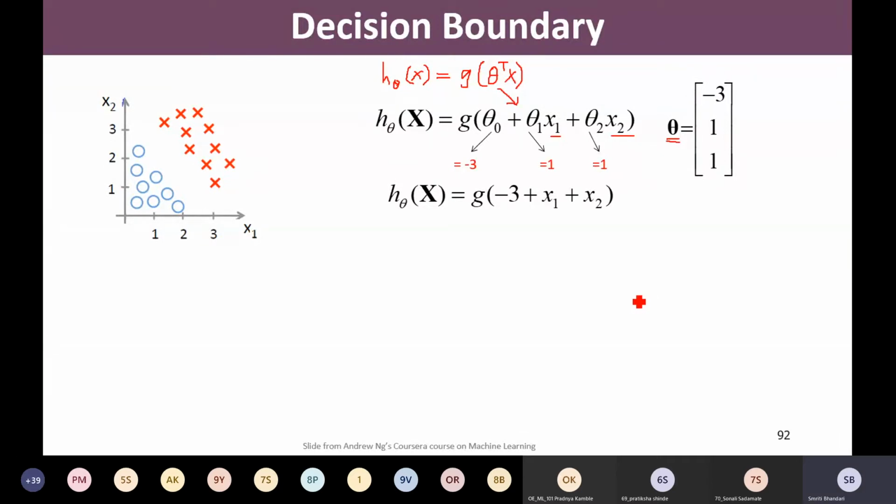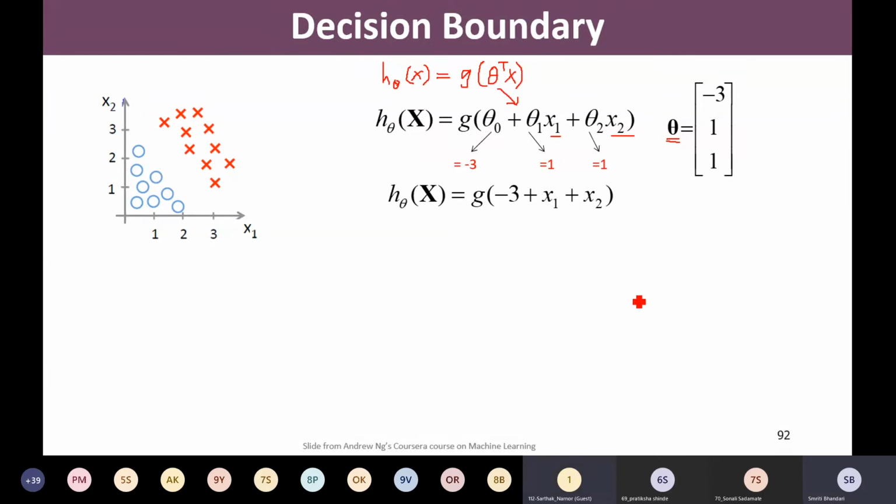Do you agree with me? Any doubt so far? No, ma'am. Ma'am, how are we taking this theta here? Yes, that is what I stated. Right now we are assuming it just to understand the concept. Later on we are going to discuss the algorithm to come up with these parameter values, because that is our goal.